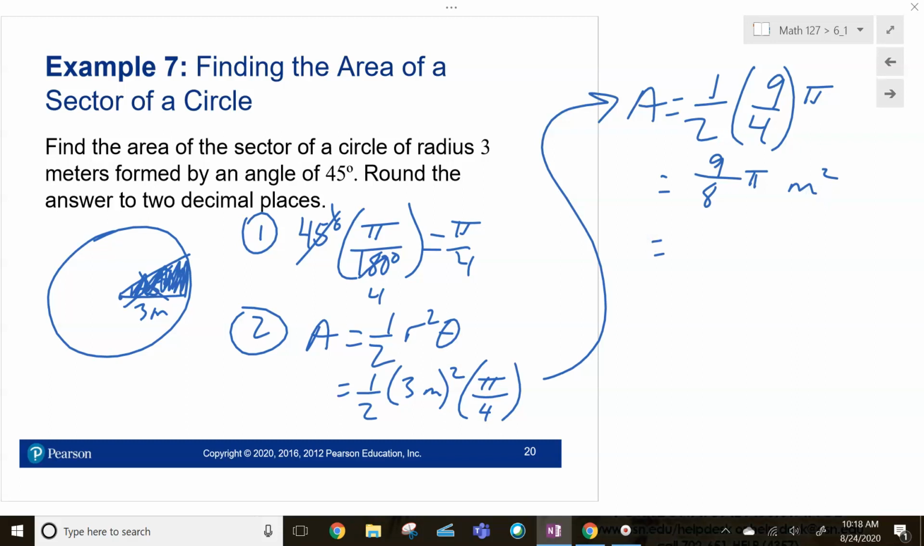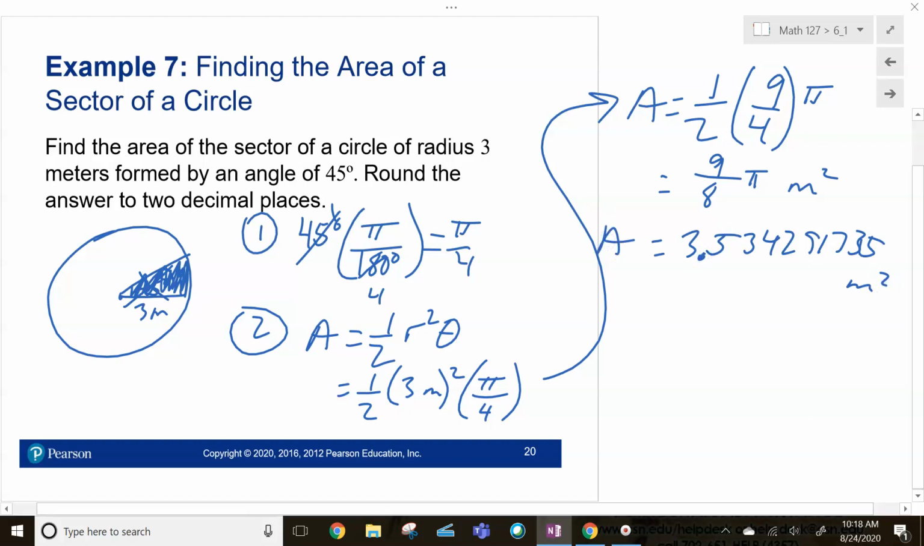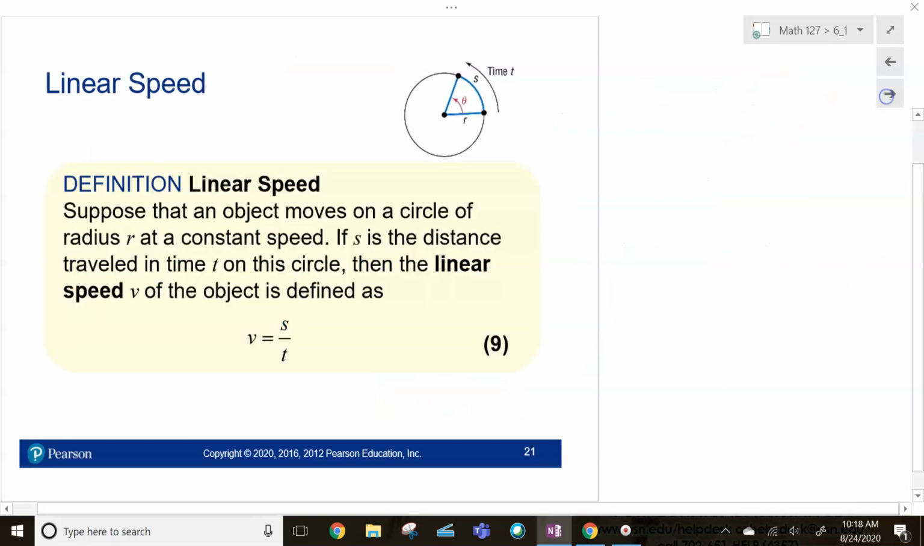Let me punch that in. And we got 3.534291735 square meters. All right, so that's the area of that sector in square meters.